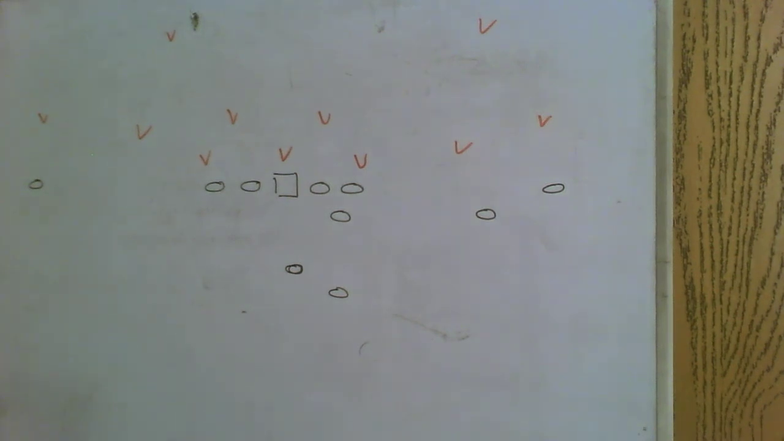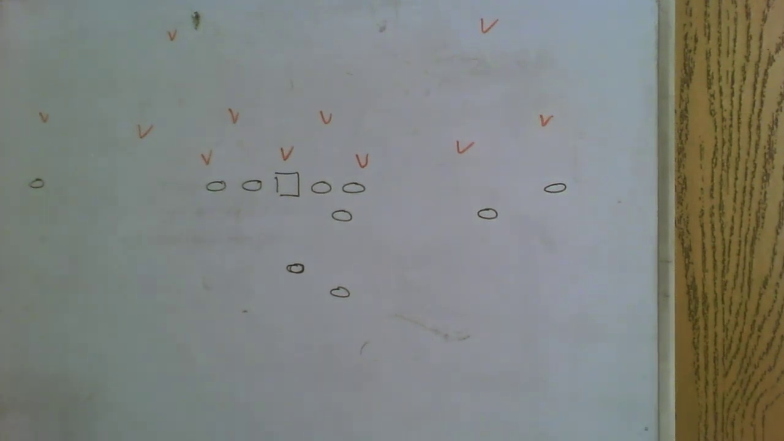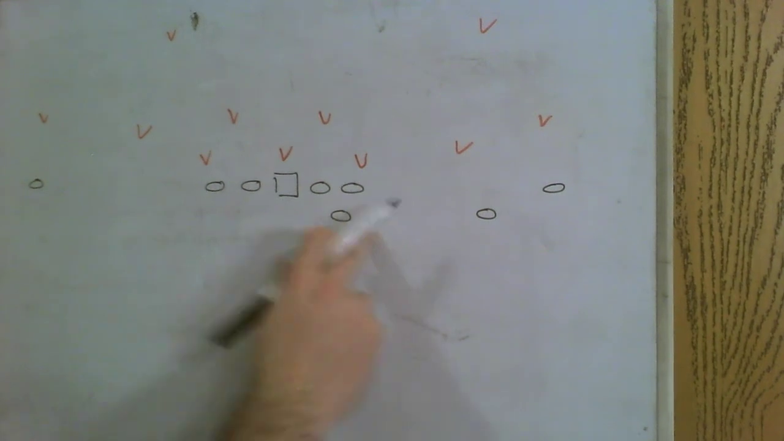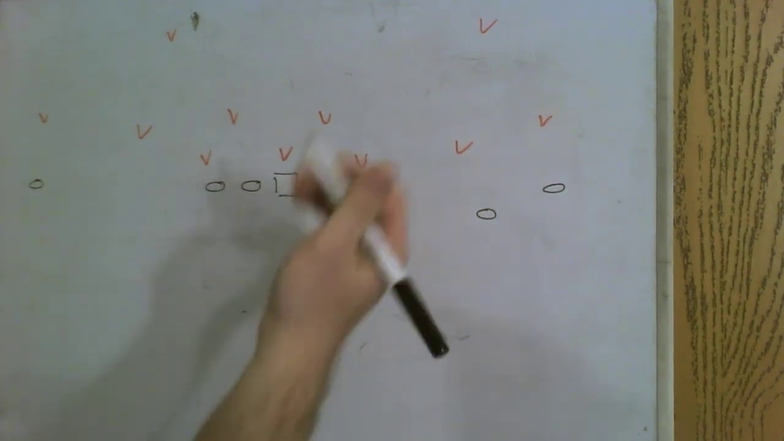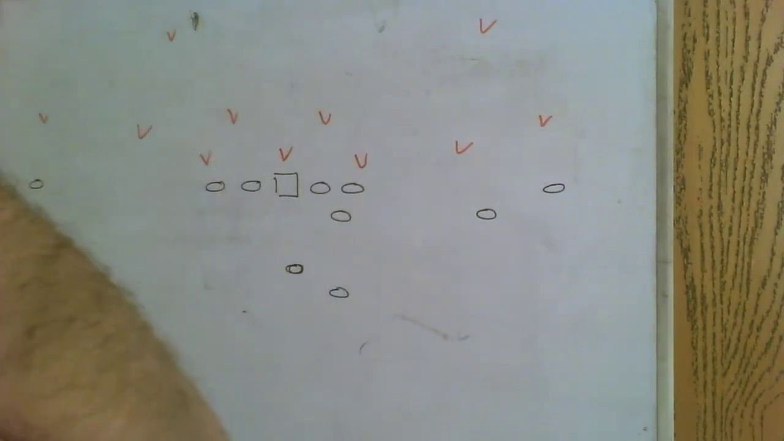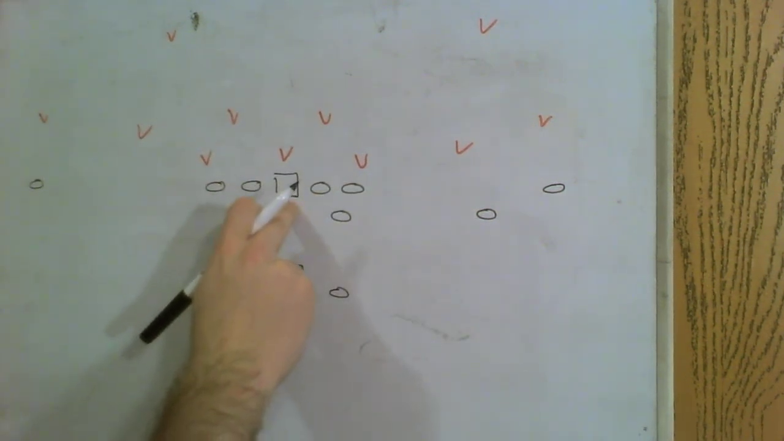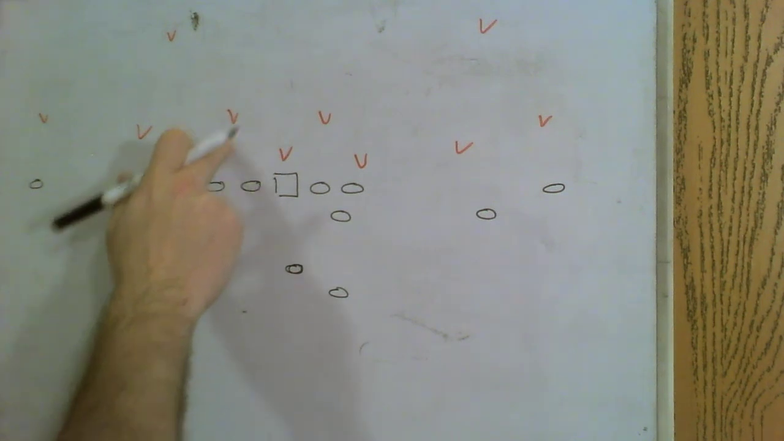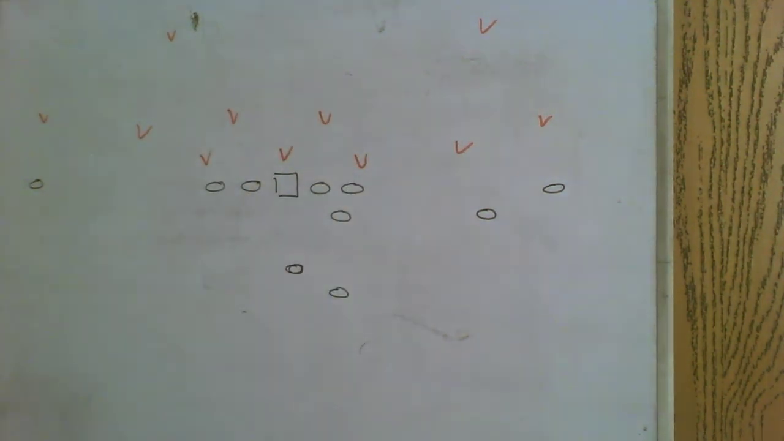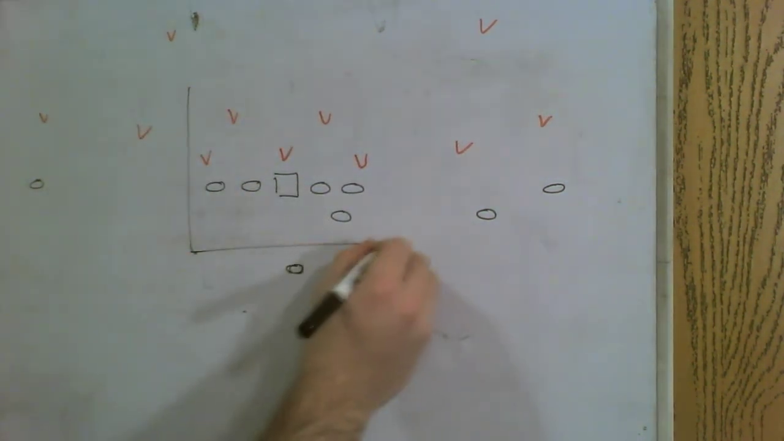So we'll start back at the beginning. Can we get a hat on everybody? So we now have 6 blockers. Let's say we wanted to run inside zone again, just a basic inside zone. We have 1, 2, 3, 4, 5, 6 blockers and 1, 2, 3, 4, 5 defenders in the box.